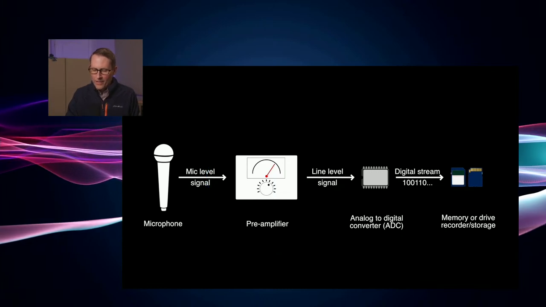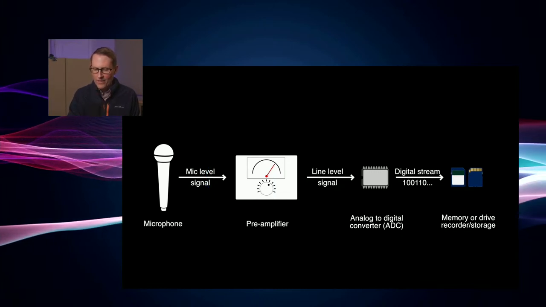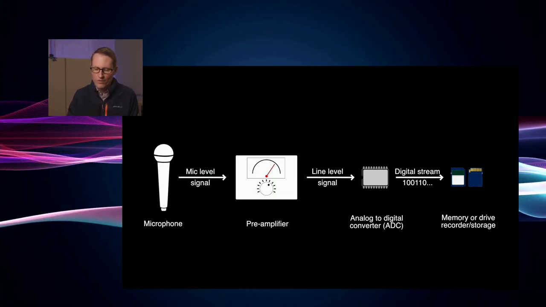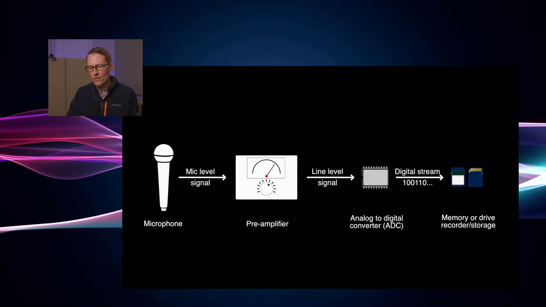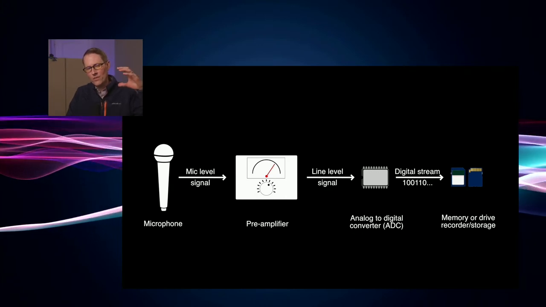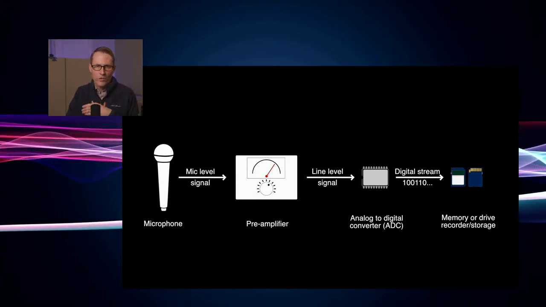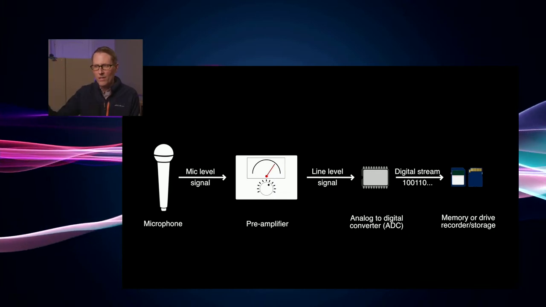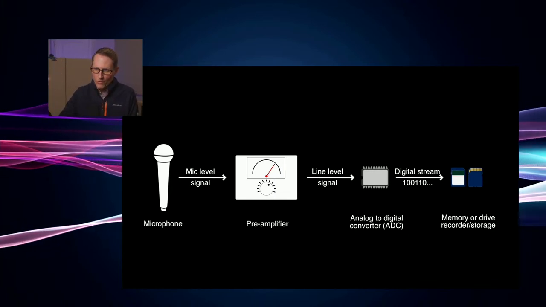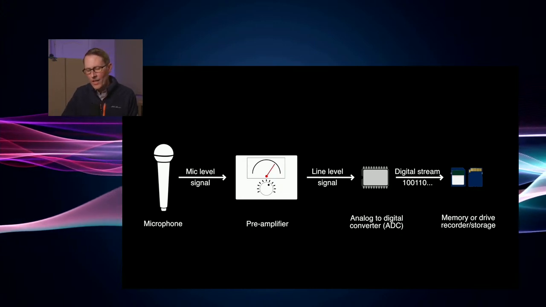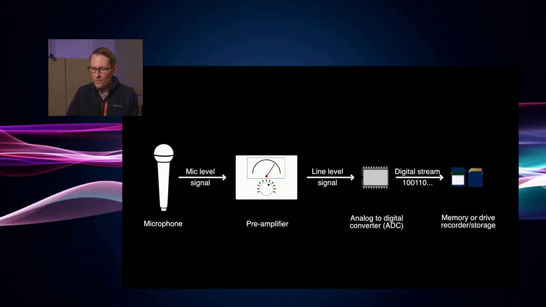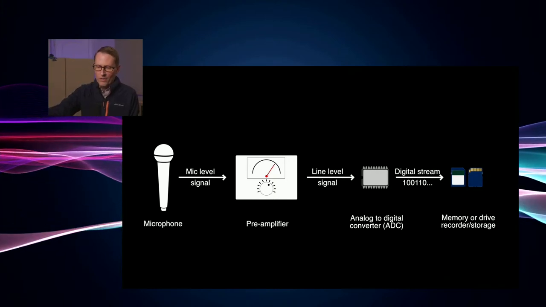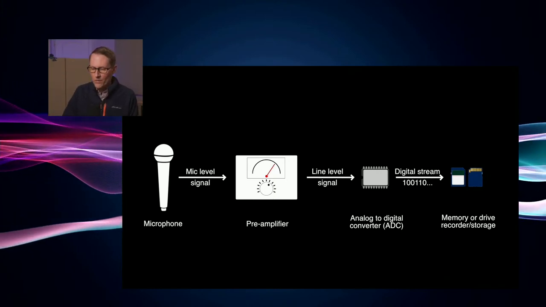And the thing that happens next is that line level signal that's been amplified by the preamplifier then goes into this converter, this analog to digital converter. So it's taking this analog signal and converting it into ones and zeros, using one of these file formats we just talked about, either 16-bit wave, 24-bit wave, or 32-bit float wave also. Obviously there's lots of other ways it can be encoded, but for our conversation today, we're talking about those three.